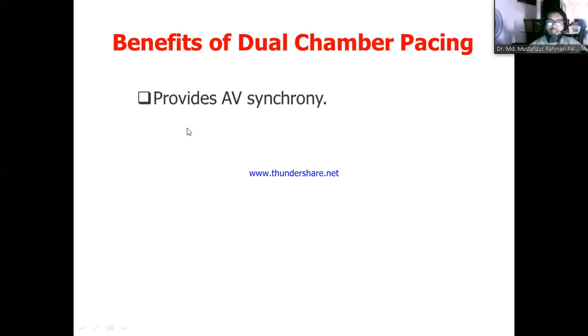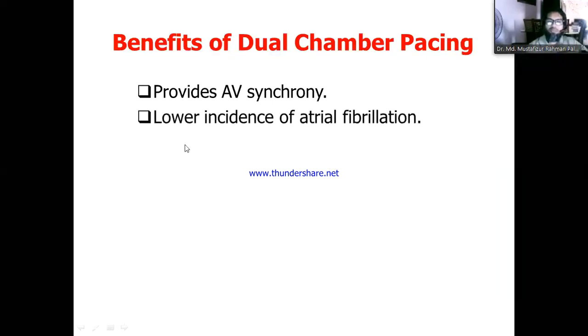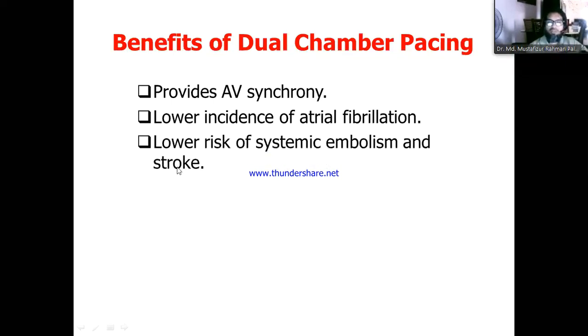So the benefits of dual chamber, as I mentioned already, provide the AV synchrony, which is very important for the circulatory system, and a lower incidence of atrial fibrillation, because if you put the pacemaker lead only in the atrium, it will pace and irritate the atrium, and atrial fibrillation can occur anytime. It also lowers the risk of systemic embolization and stroke because of AV synchrony.